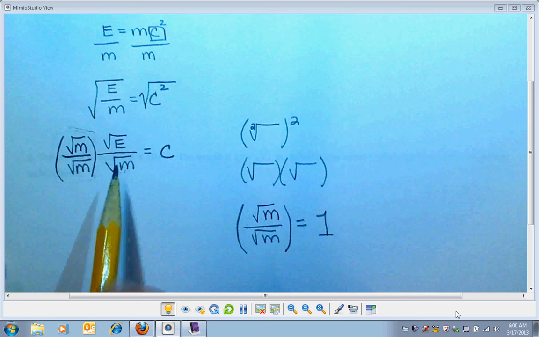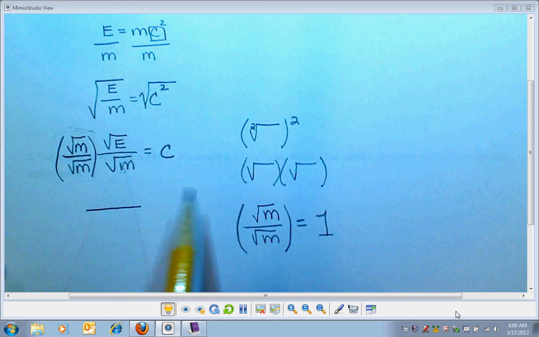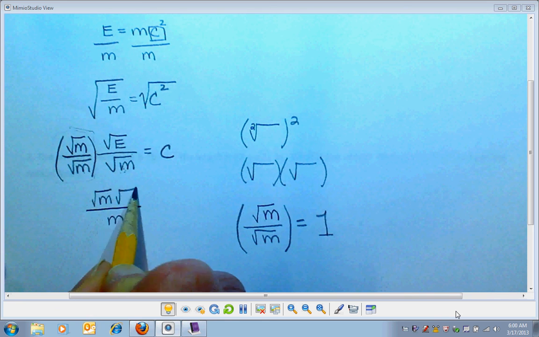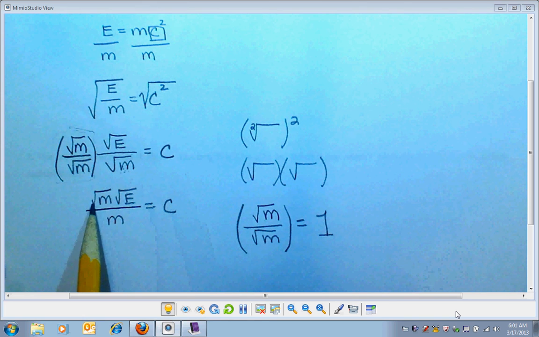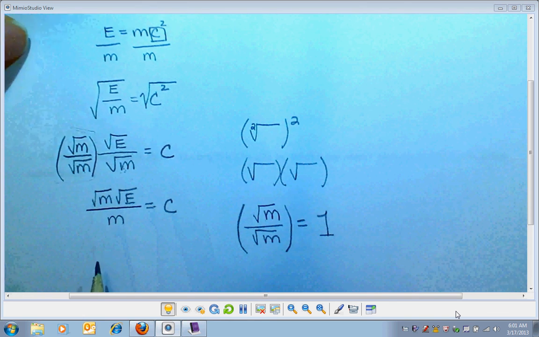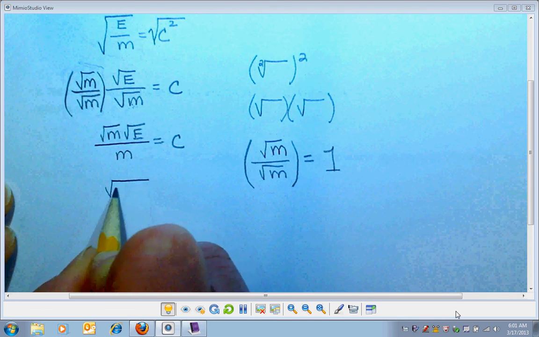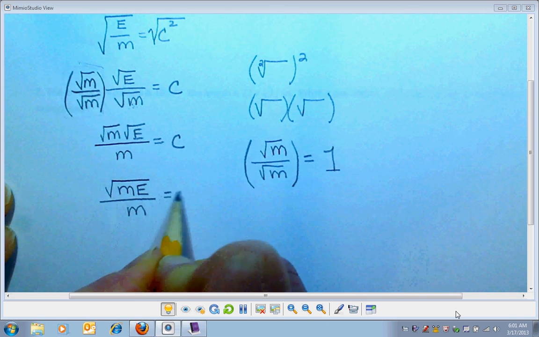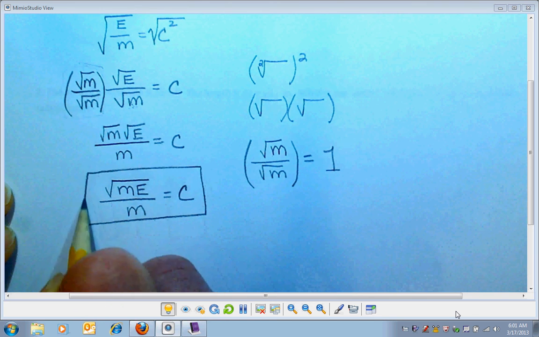So we've already discussed that taking the square root of m times the square root of m undoes the square root, so that gives me m. And then I have the square root of m times the square root of E, which equals c. Because these are the same exact radicals, I can put m and E underneath the same radical. So it's the square root of mE over m equals c. And that's my answer.